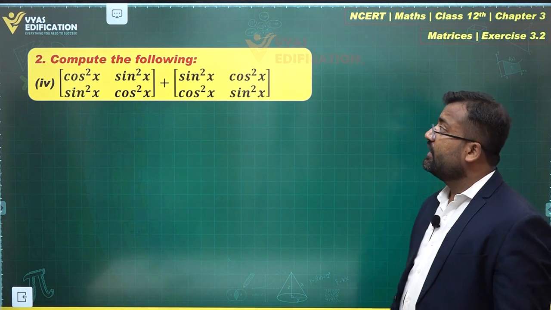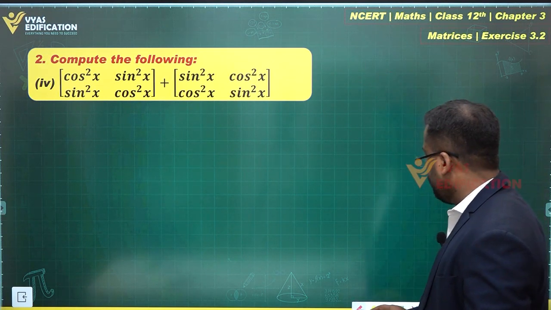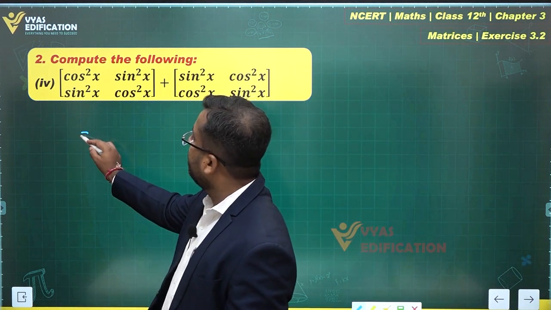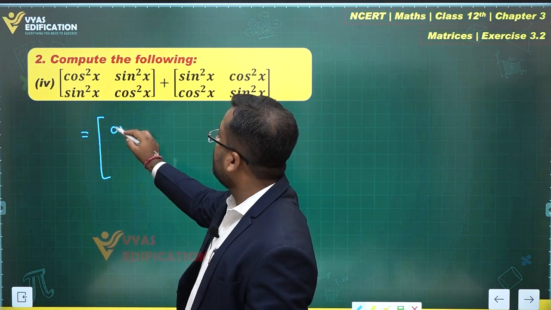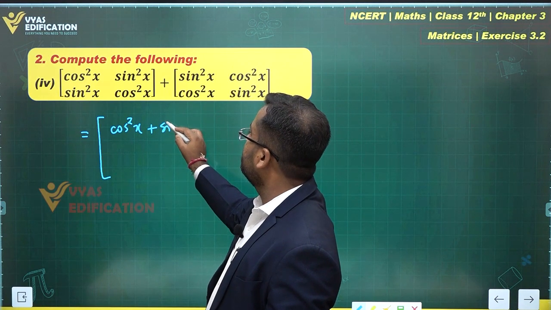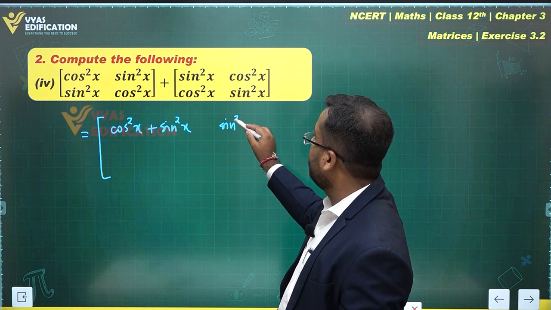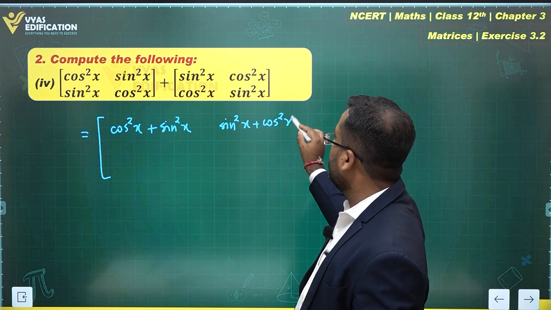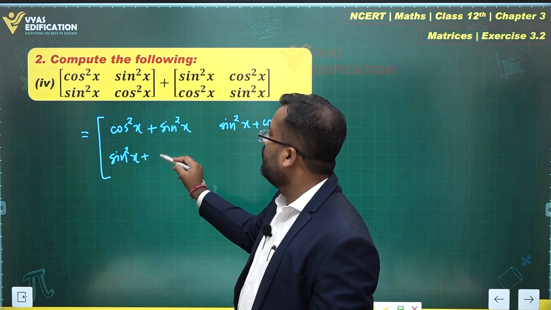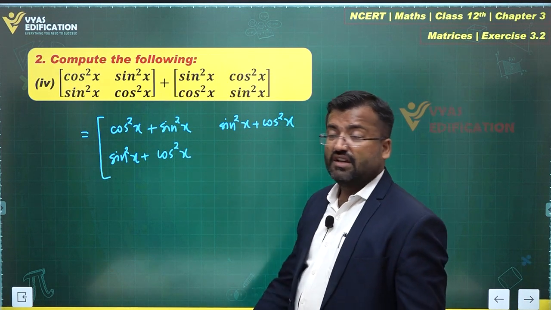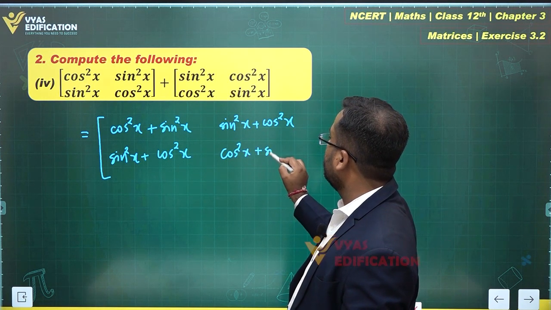Let us take a look at this one. Add these two matrices. We have two 2 by 2 matrices. They're simple to add, right? The first, A11, gets added with B11. We have cos square x plus sine square x. Then we have sine square x plus cos square x. Then we have sine square x plus cos square x. Okay, and cos square x plus sin square x over here. That's pretty interesting.